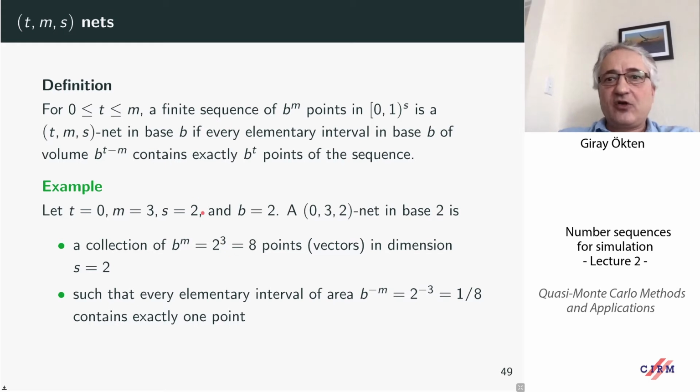So then, going back to the definition that says every elementary interval in base B of volume B to the power T minus M contains exactly one point. What is B to the power T minus M in my example? In our example, T was 0. So we end up with just B to the power negative M. B is 2, M is 3, so that gives us 1/8. So every elementary interval of area 1/8 contains exactly 1 point.